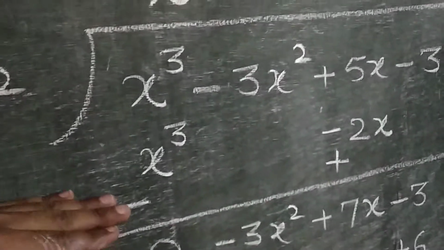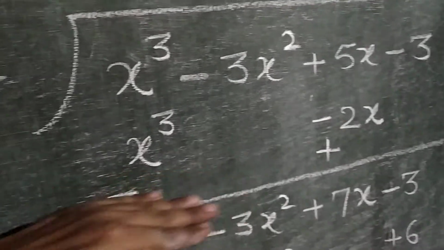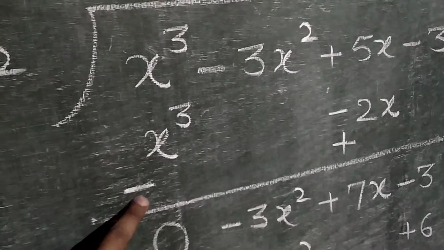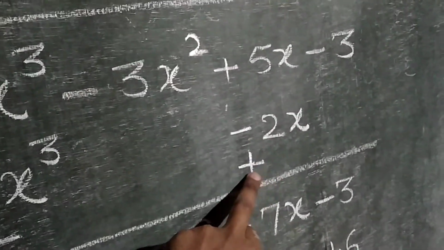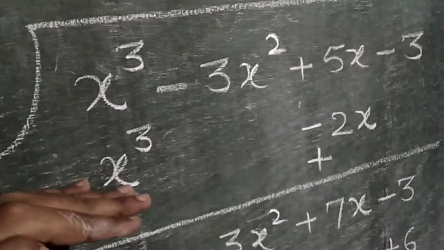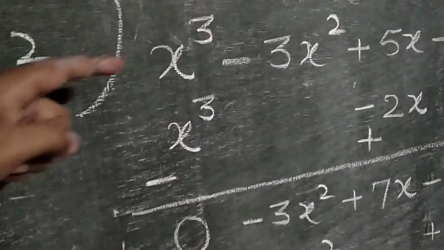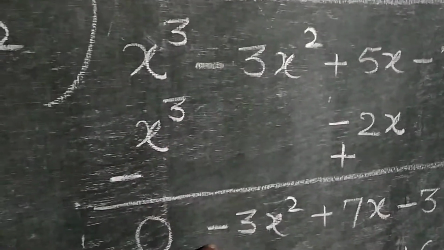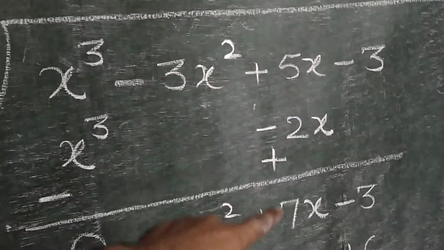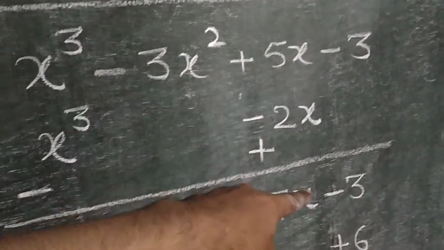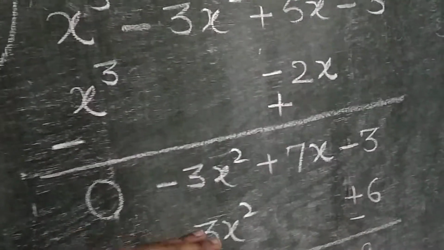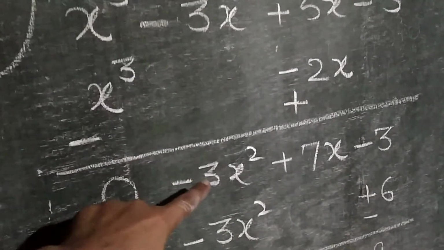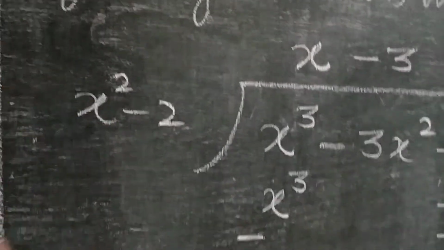Now we will change the sign of the terms of the resultant. It is of plus sign, so we will write here minus, and here it is of minus, so we will write here plus, because we are subtracting this resultant from the dividend. Now x cube minus x cube, what will we get? We will get 0, minus 3x square as it is, and 5x plus 2x will be 7x, and minus 3 as it is. Now this remainder will be treated as the new dividend. Now we will divide this one by the divisor.